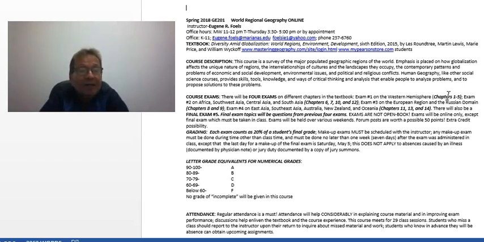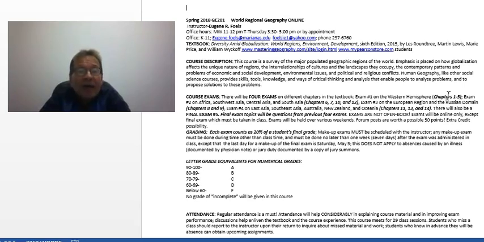Chapters 3, 4, and 5 are the main basis for the first exam. Then we move into Southwest Asia and Sub-Saharan Africa, Central Asia and South Asia, which is basically India. That will comprise the second exam. The third exam will be just before spring break on the Russian domain and Europe.